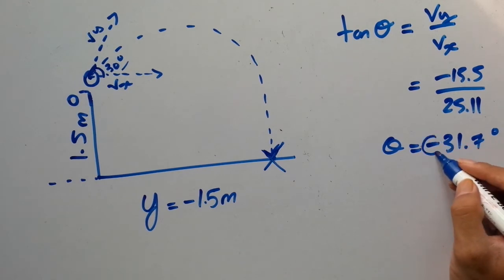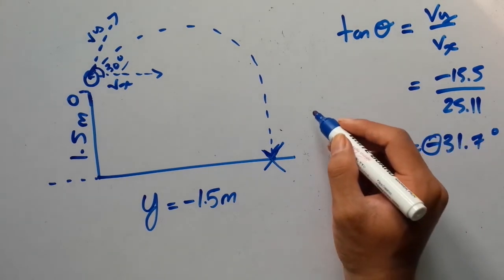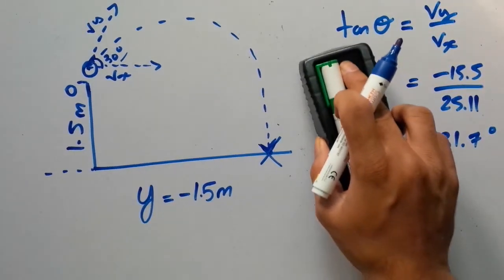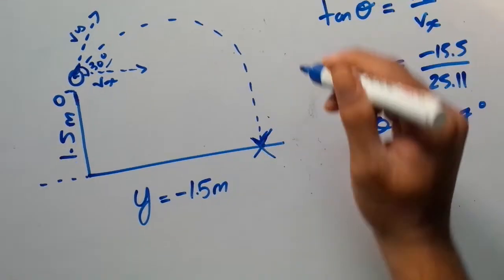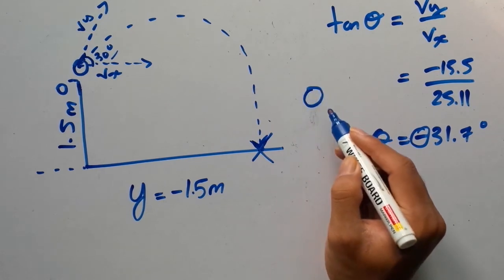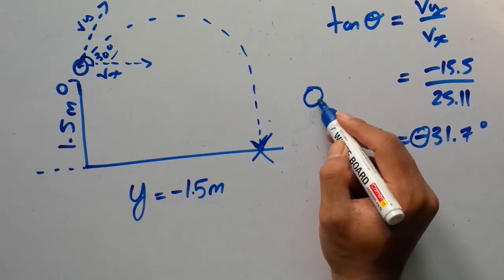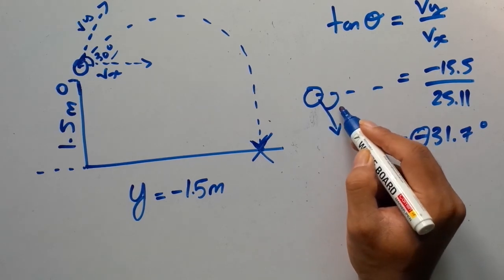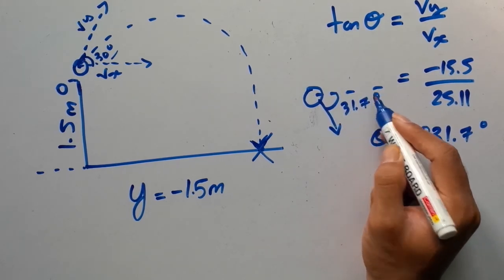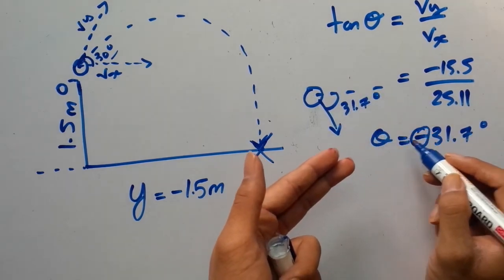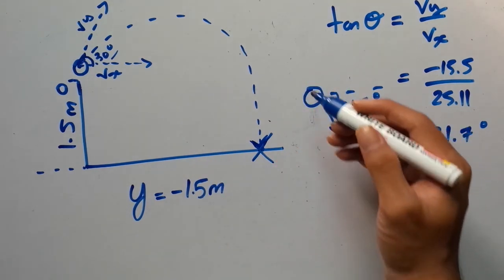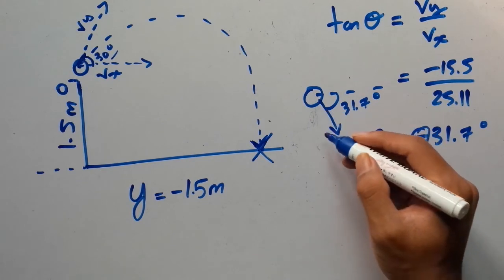Note that the minus sign indicates that the ball is coming downwards, which means that when the ball is here, the angle it makes with the horizontal is 31.7 degrees. The negative sign indicates that it is coming downwards.